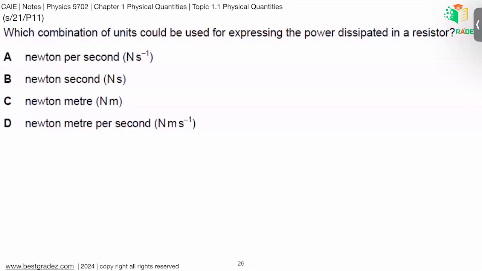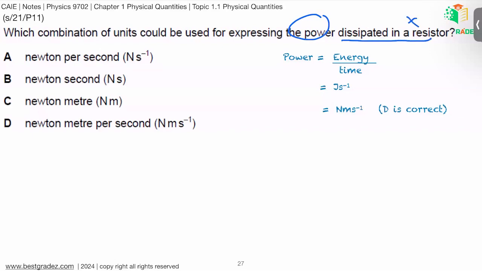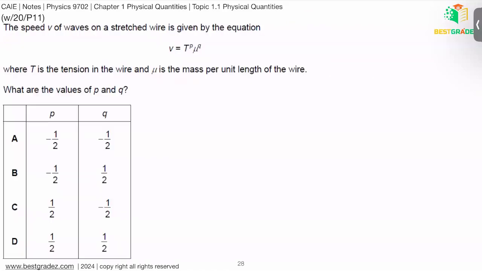Which combination of units could be used for expressing the power dissipated? Dissipated in a resistor is just for confusion. Power can be power anywhere. By definition, power is energy by time. The unit of energy is the joule and time is per second, meaning divide by second. Energy is basically force into distance, newton meters, so newton meters per second. That is what comes.